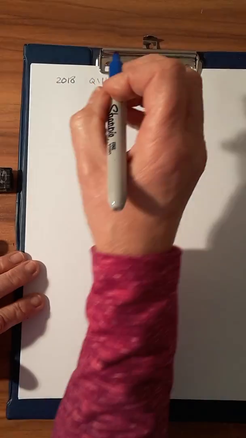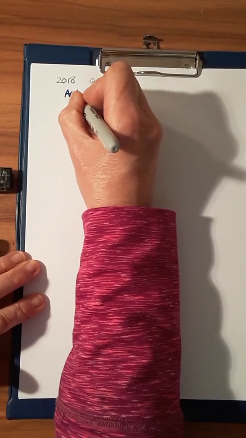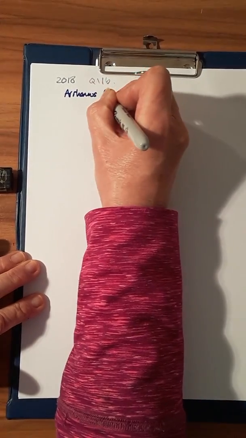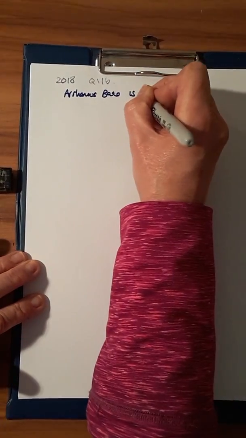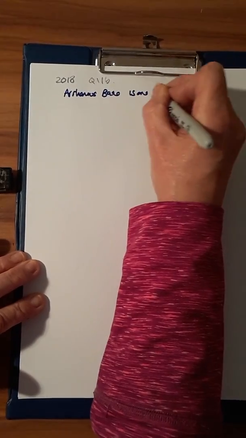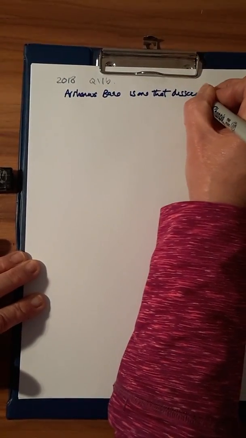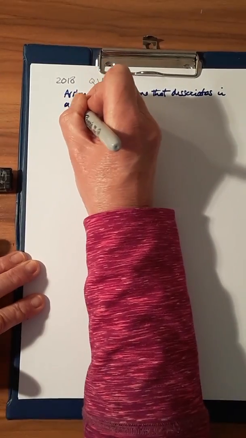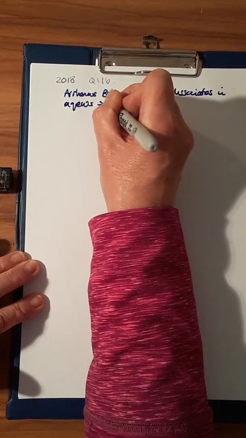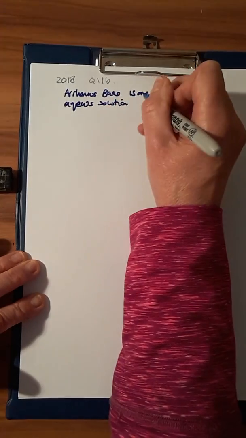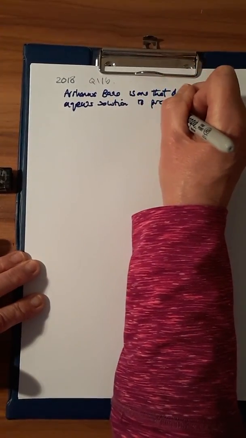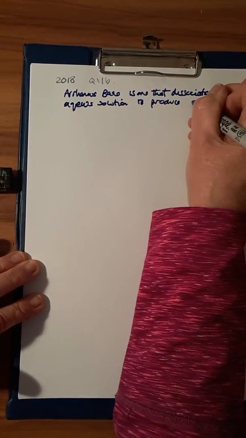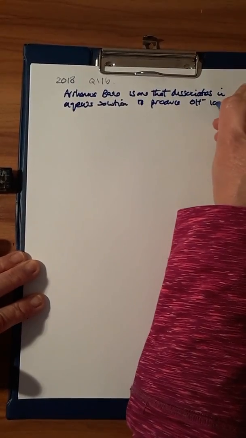Arrhenius definition of a base? So the Arrhenius base is one that dissociates in aqueous solution to produce OH minus ions if it's a base, H plus ions if it's an acid. Okay, so the first part.